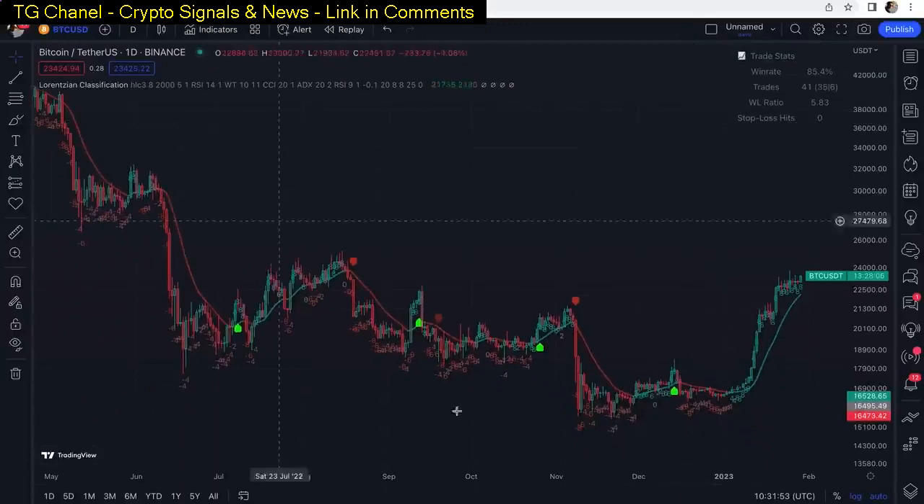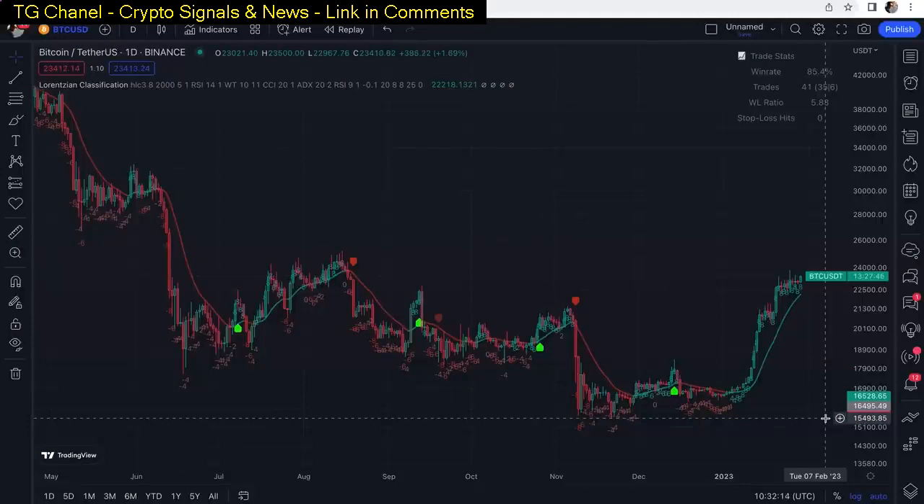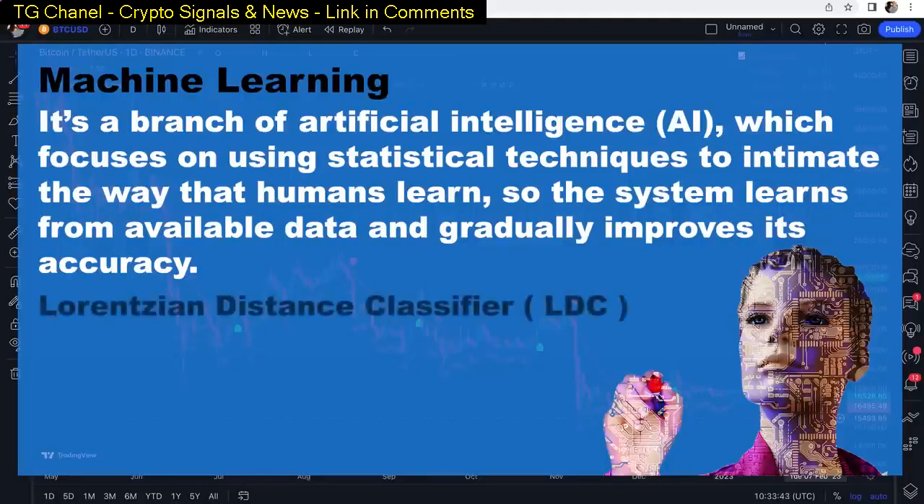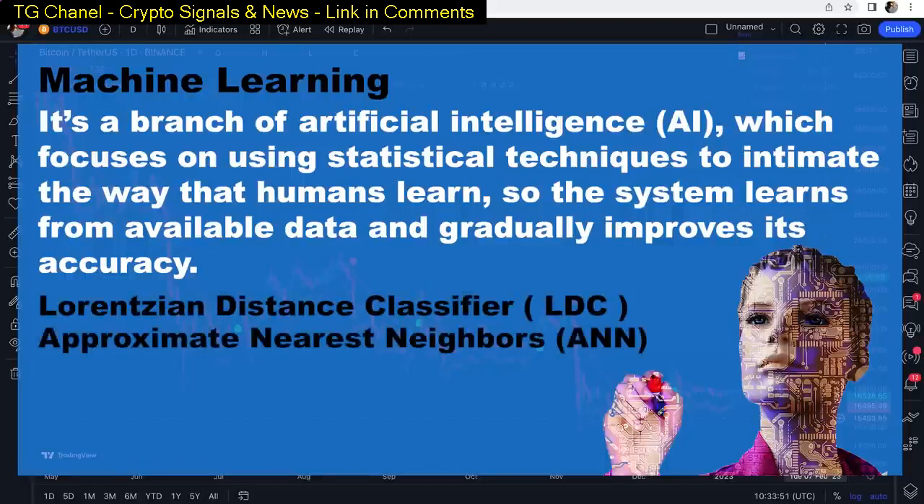Alright, this is the indicator, and as the name indicates, it's built based on a machine learning algorithm. If you don't know what machine learning is, it's a branch of artificial intelligence which focuses on using statistical techniques to imitate the way that humans learn. So the system learns from available data and gradually improves its accuracy. This indicator uses a special algorithm called Lorentzian distance classifier alongside another algorithm named approximate nearest neighbors, which are proven to be useful in predicting the direction of future price movements.